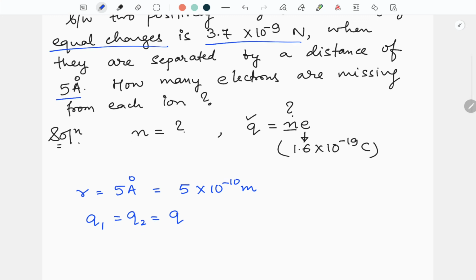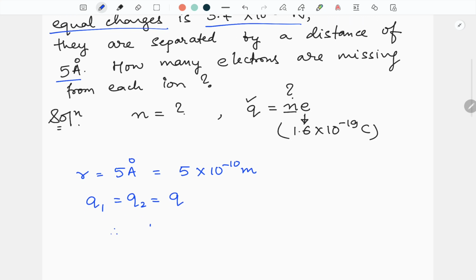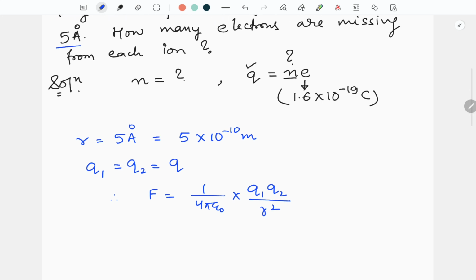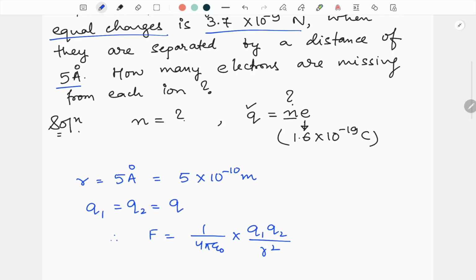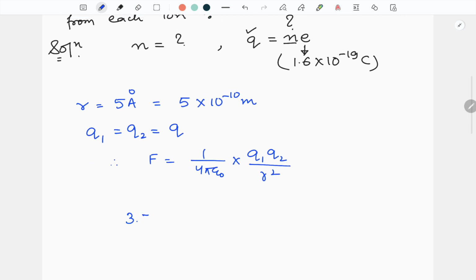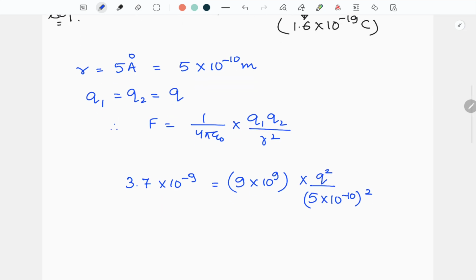Then if we apply Coulomb's law, F = 1/(4πε₀) q1 q2 / r². Now let us put in the value of F. F is 3.7 × 10^-9 Newton. 1/(4πε₀) is 9 × 10^9. q1 q2 will become q² divided by r², meaning (5 × 10^-10) squared.